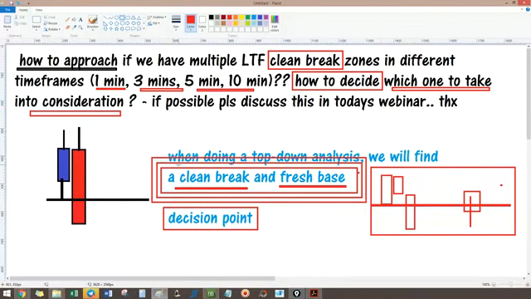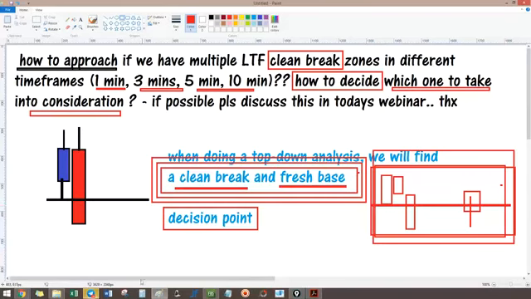When you're doing your homework, if you focus on clean break and fresh base, then when you live trade, you will also be the person that you are trained to be. If you are trained to find clean break and fresh base, you will be this kind of person. If you train using this one, sometimes it will also fail, so you'll be trading in this type of manner.